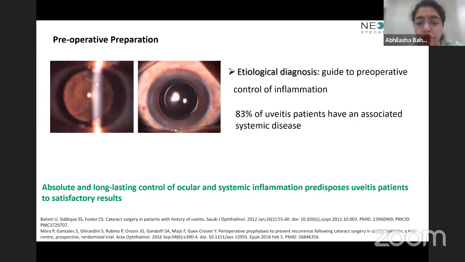Absolute and long-lasting control of ocular and systemic inflammation predisposes uveitis patients to satisfactory outcomes. You can get good results only if you have very good preoperative control of systemic as well as ocular inflammation.